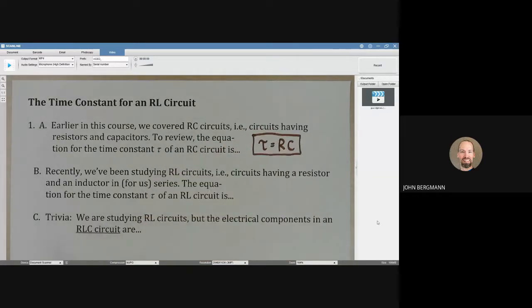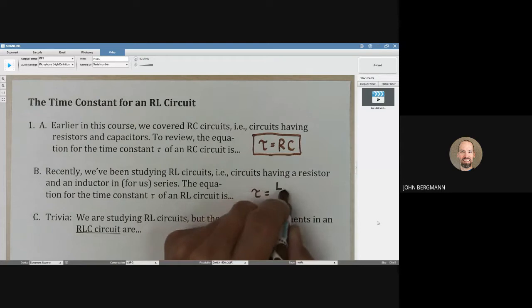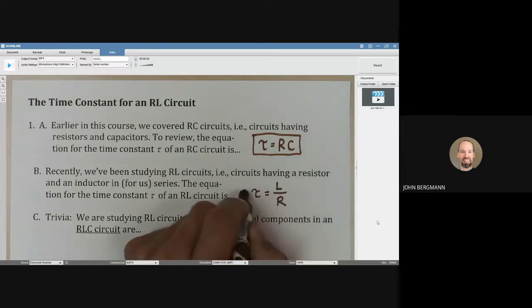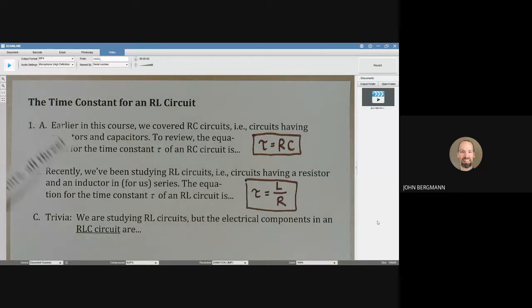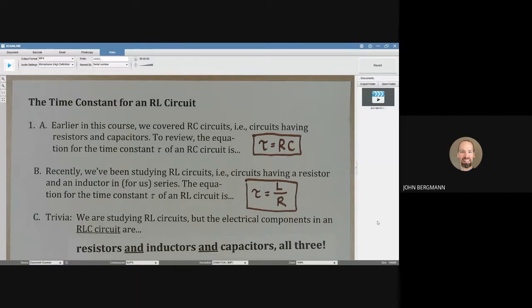Recently, we've been studying RL circuits, that is, circuits having a resistor and an inductor in, for us, series. The equation for the time constant of an RL circuit is tau is L over R. Bit of trivia, we're studying RL circuits, but if you had an RLC circuit, then you'd have resistors and inductors and capacitors, all three.